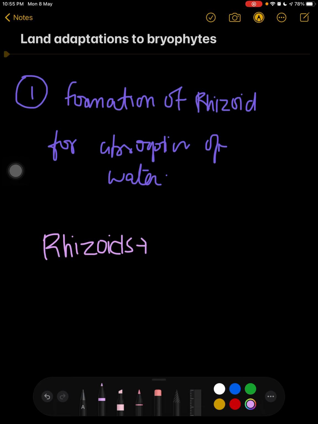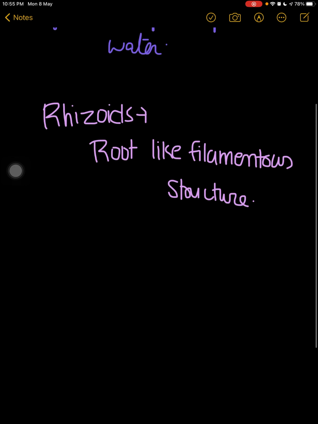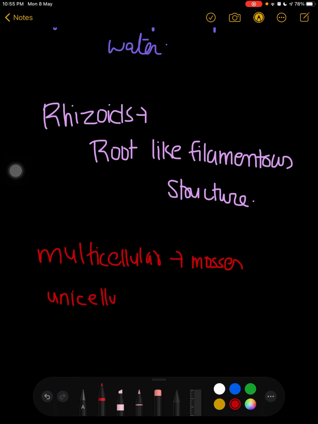Basically, rhizoids are root-like filamentous structures. They are multicellular in mosses, but they are unicellular in liverworts. They are unicellular in the liverworts, right?